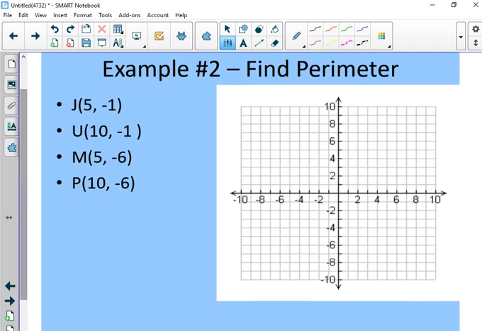Example 2. 5, negative 1. 10, negative 1. 5, negative 6. And 10, negative 6. So, we do distance formula here, you can just count. 1, 2, 3, 4, 5. This is also 5. 1, 2, 3, 4, 5. Perimeter equals 5 times 4, 20 units.